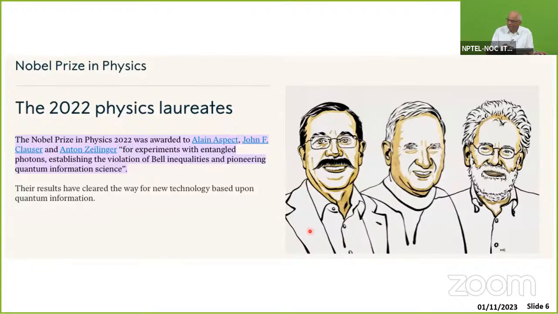And that was marked by the Nobel Prize in 2022, which was awarded to these 3 gentlemen who did the experiments demonstrating that you can entangle photons. That was the first experimental verification of the Bell inequalities. And so that started the pioneering quantum information science. So this is a recognition by the Nobel Committee that quantum information is a reality.